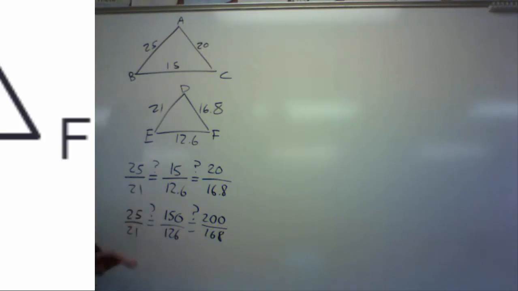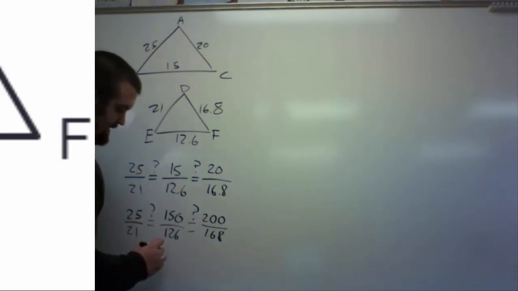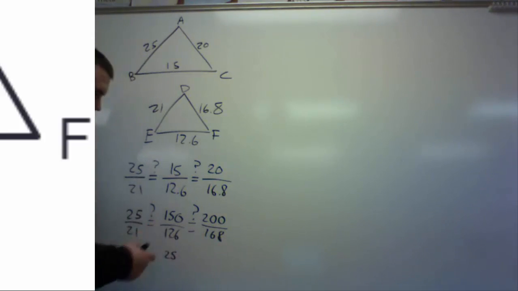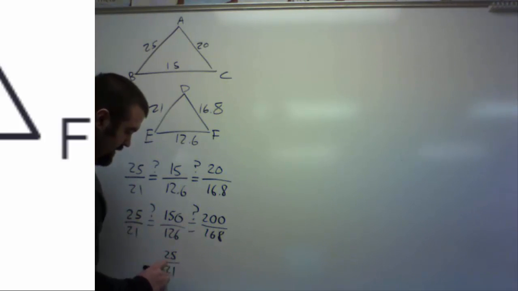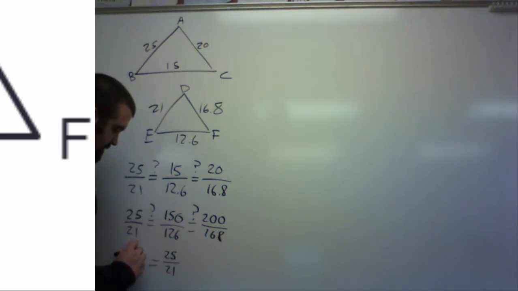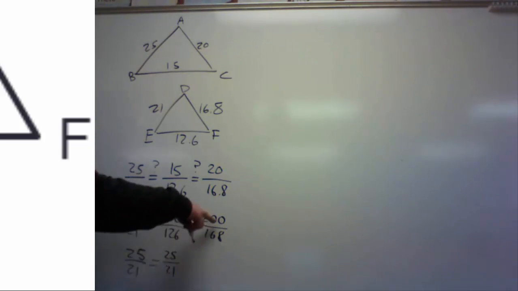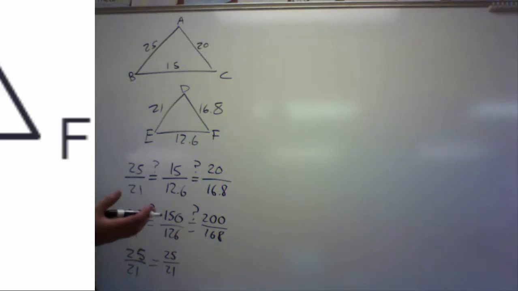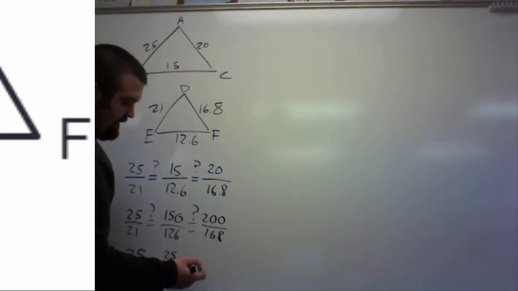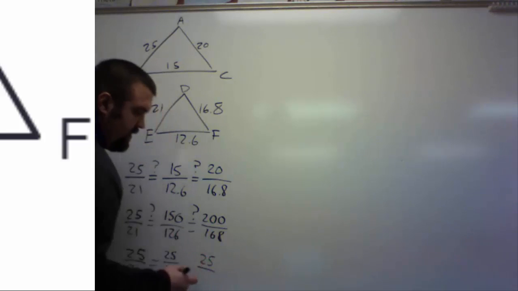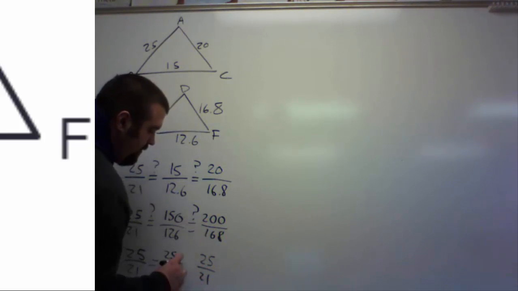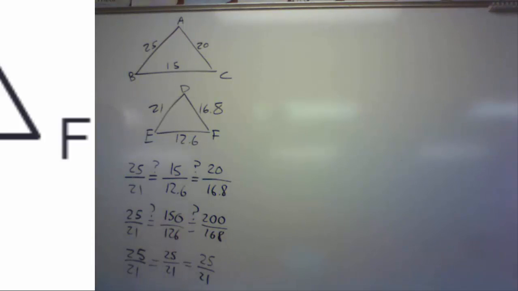Now, if these are similar, I should get 25 to 21 for each of these. So, how many times does 25 go into 150? 6 times. So let's divide the top by 6, and let's divide the bottom by 6. 6 goes into 126 21 times. So the first two statements are in fact proportional. Now what I have to do is make sure that the last side is. So how many times does 25 go into 200? 8 times. So let's divide top and bottom by 8. So I get 25 over, oh, look at that, 21. I get the same ratio for all three side lengths.